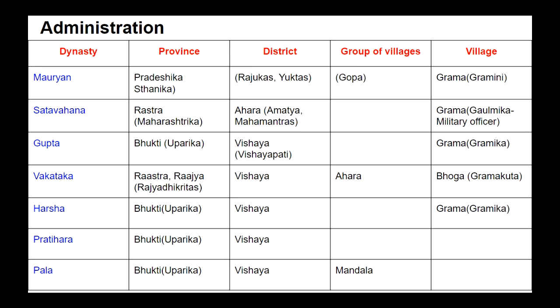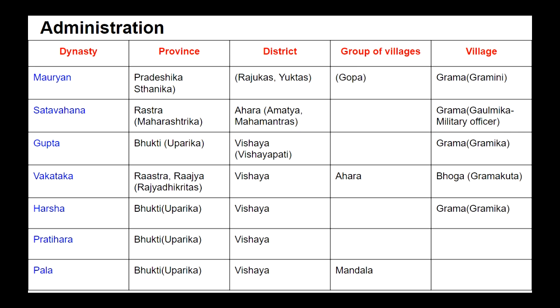So which one is the district, and which one is the group of villages? Visay was of a higher level than Ahara. So I put Visay in the district column and I put Ahara in the group of villages here. So during the Vakatak time period, Rashtra or Rajya under Rajyadhikrit, then Visaya, then Ahara, then Bhoga. Bhoga was the village and it was under the control of Gramakuta.